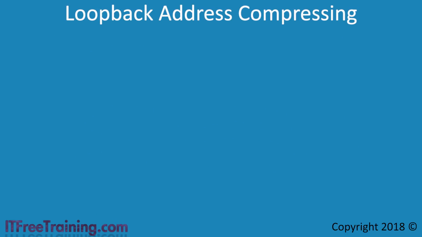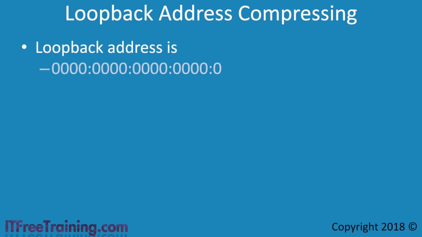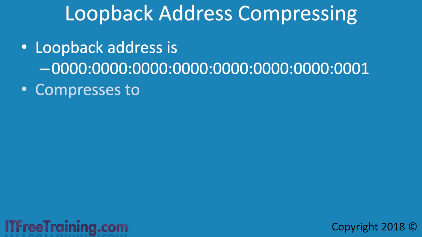Later in the course, I cover the loopback address in more detail, but I will mention it here because it is a good example of zero compression. The loopback address is 7 groups of 4 zeros, or 7 quartets of zeros, followed by 3 zeros and a 1. Not something you want to be typing in if you can avoid it. Using zero compression, the address can be reduced to 2 colons and a 1. Much easier to type in. You can see that using zero compression makes the administrator's job a lot easier when dealing with big addresses.